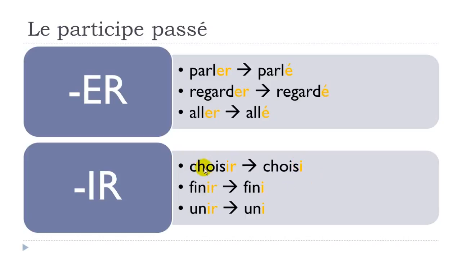Okay, so choisir, to choose, will give you choisi. Finir will become fini. Unir, uni. Choisir to choose, finir to finish or to end, unir to unite. The first two groups of verbs are quite easy to modify to make this participe passé form.